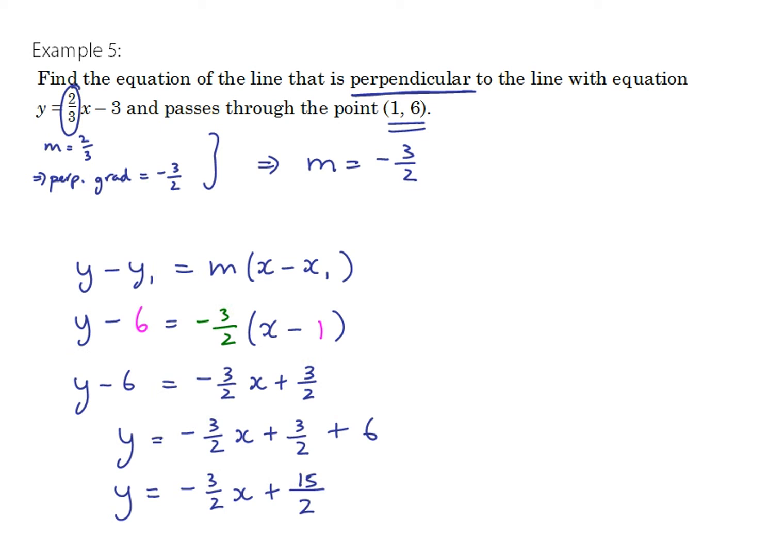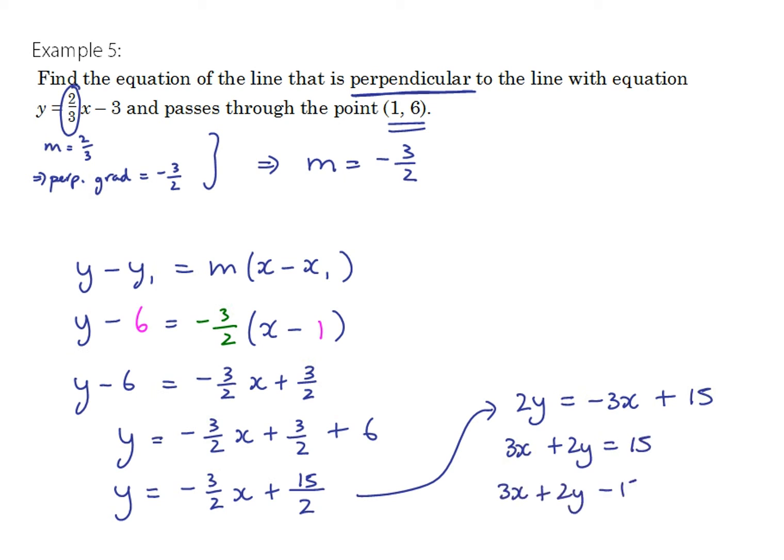Given all those fractions, you might choose to write this in general form, but it certainly wouldn't be required. So we could multiply everything by 2. 2y equals -3x plus 15. Add 3x, so 3x plus 2y is 15. You could also take the 15, so 3x plus 2y minus 15 equals 0. All are perfectly valid equations for this line.